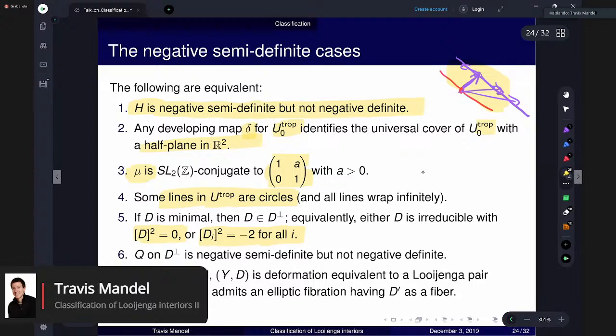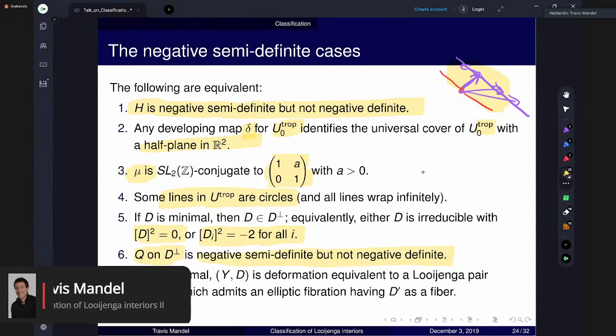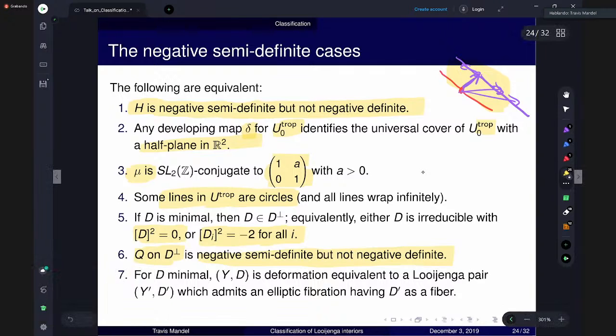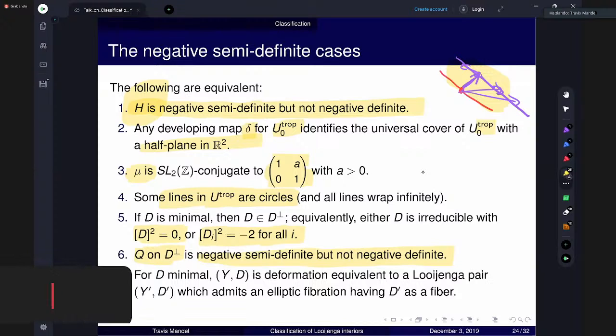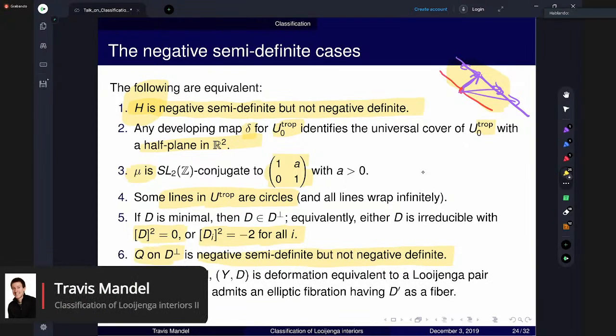Also, the quadratic form Q on D perp in these cases is negative semi-definite, but not negative definite. So we know that it has to be negative semi-definite because if it wasn't, then by the previous slide, we would be in one of the cases where H is negative definite. But Q can't be negative definite on D perp because then I think the intersection form would be negative semi-definite anywhere, and you'd have a problem with the Hodge index theorem.